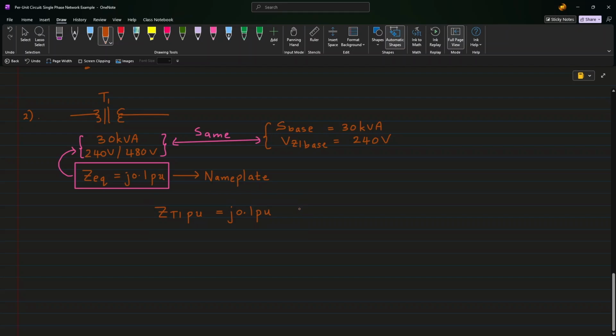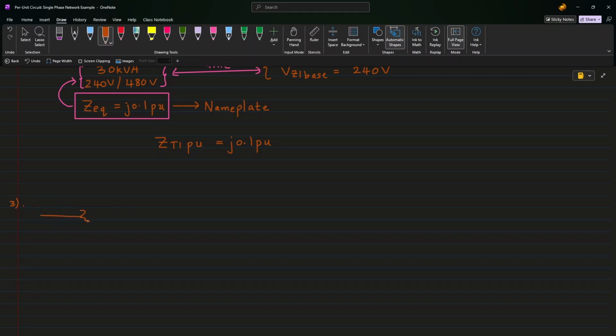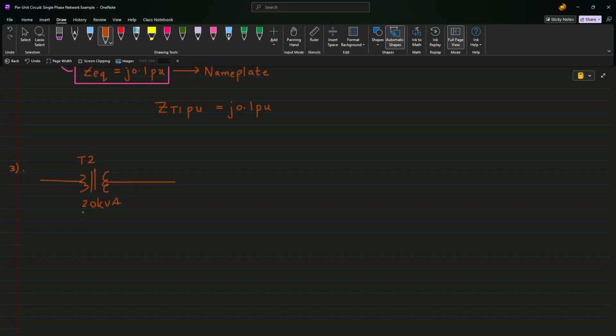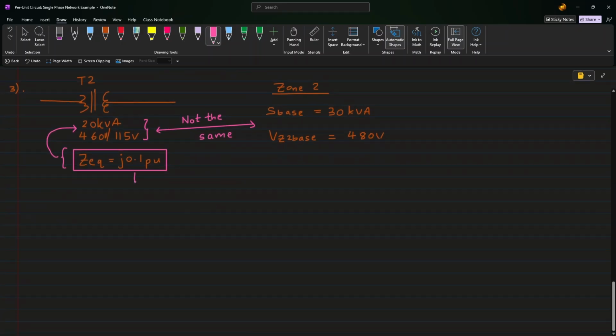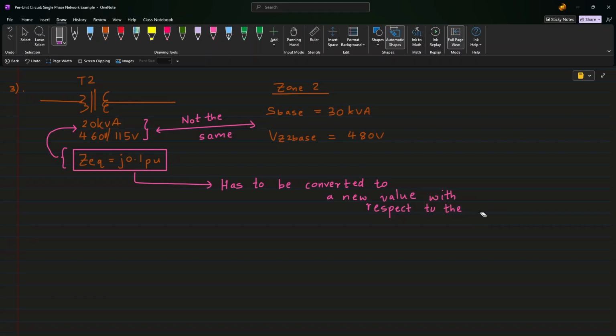Now let's look at transformer T2, which is a different scenario compared to T1. T2's ratings and the per unit impedance are given here. Like T1, T2's per unit impedance is given with respect to its own ratings. The transformer T2 is in zone 2 and we have found some new base values for zone 2. Now if you compare the ratings of T2 with the base value of zone 2, you can see that they are not the same. Therefore, we have come to a point where we should convert this existing per unit value to a new value with respect to the new bases that we have found for zone 2.